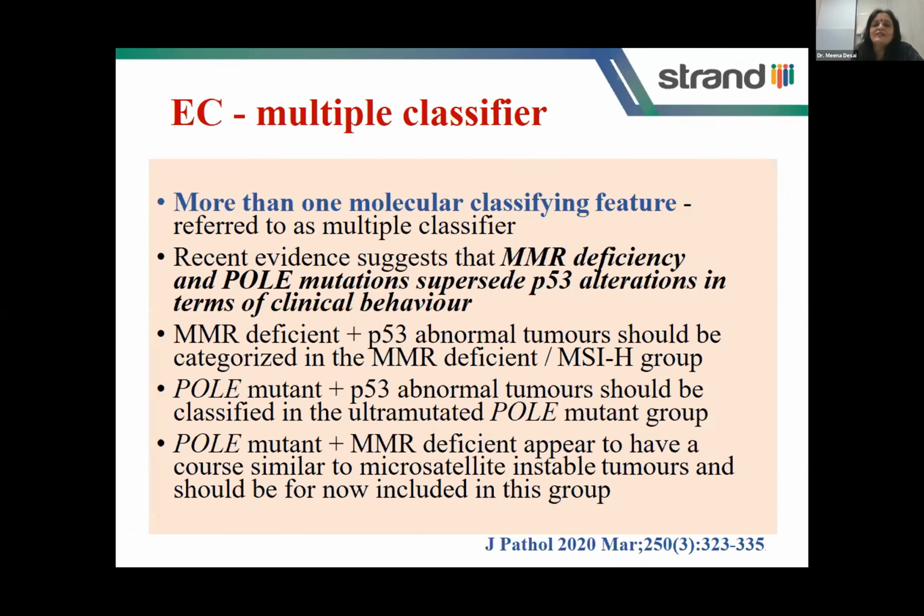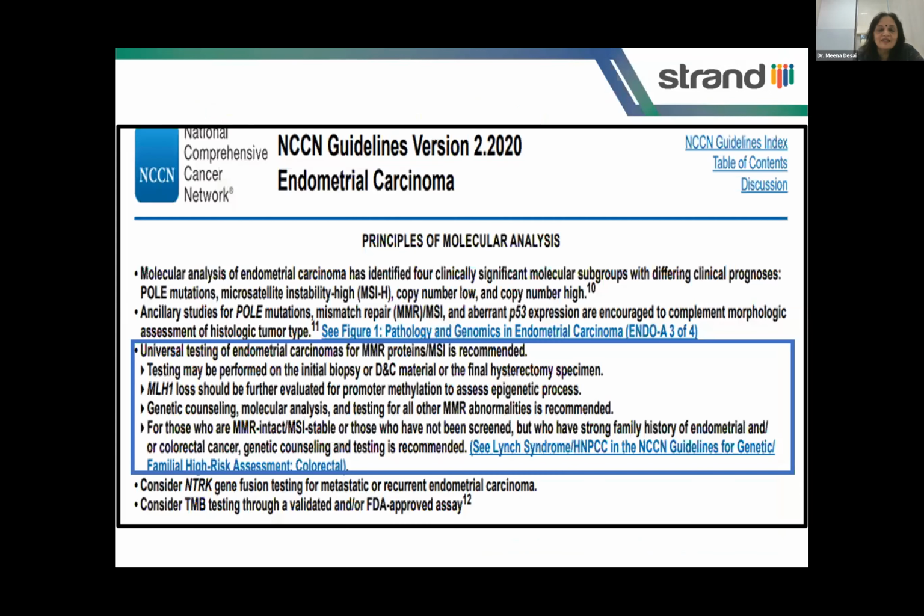Now, can they have multiple classifiers? Can one tumor have more than one molecular subtype? And what is reported now, this is the recent evidence in the Journal of Pathology in 2020, shows that if MMR deficiency and POLE mutations are present along with P53, then the MMR or the POLE, whichever is present, supersedes that of P53. And if both are present together, then it should be considered as MSI.